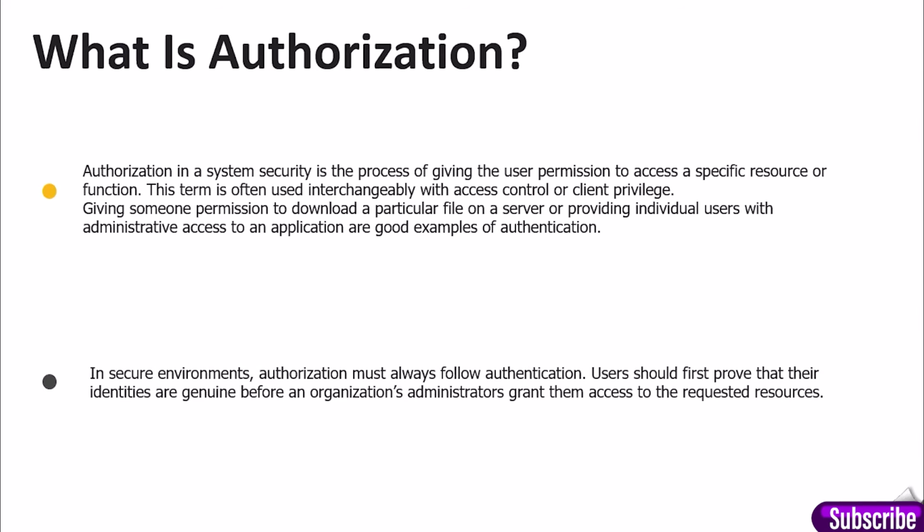Now we'll see what is authorization. Authorization in system security is the process of giving the user permissions to access a specific resource or function. This term is often used interchangeably with access control or client privilege. Giving someone permission to download a particular file on a server, or providing individual users with administrative access to an application, are good examples of authorization. In secure environments, authorization must always follow authentication. Users should first prove that their identities are genuine before an organization's administrator grants them access to the requested resource.